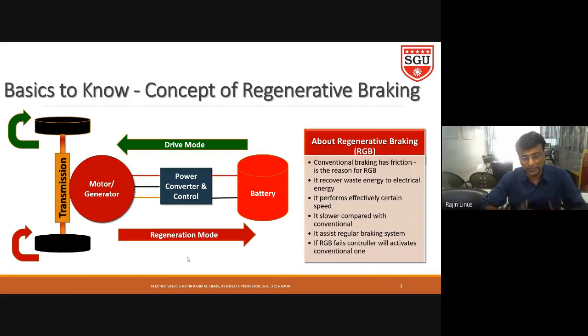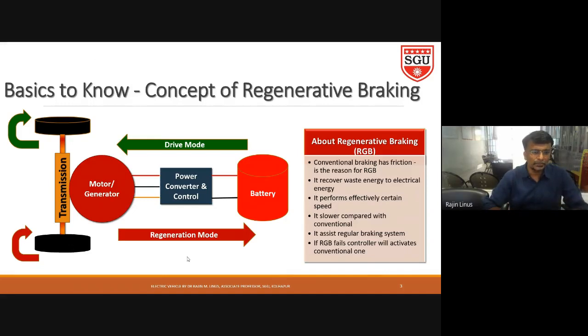So in every electric vehicle, as of now, we have a regenerative mode of braking as well as a normal conventional mode of braking, so that if any issue comes, the controller automatically gives the response and the conventional one will act. So this is the conclusion behind regenerative braking.